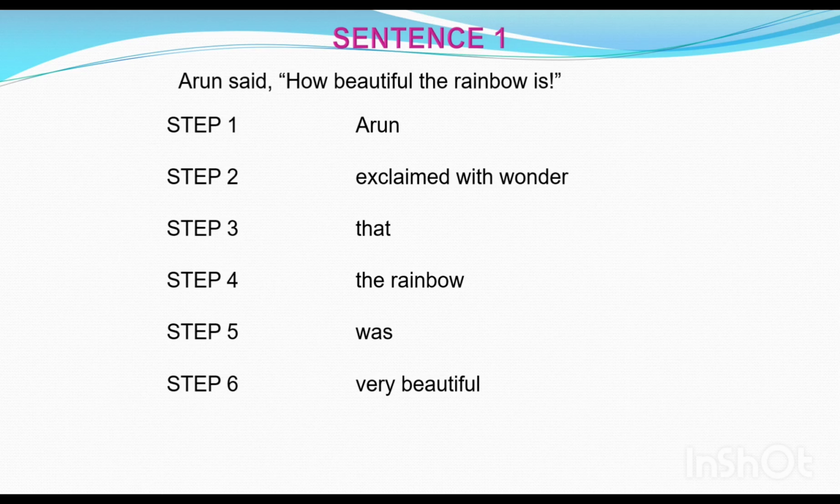Step number 2. We have to use the phrases exclaimed with wonder or joy or sorrow. Here, look at the sentence. Arun is wondering that the rainbow was very beautiful. So, we have to use the phrase exclaimed with wonder. Step number 3. Inserting a connecting word. Obviously, for exclamatory sentence, the connecting word is that.